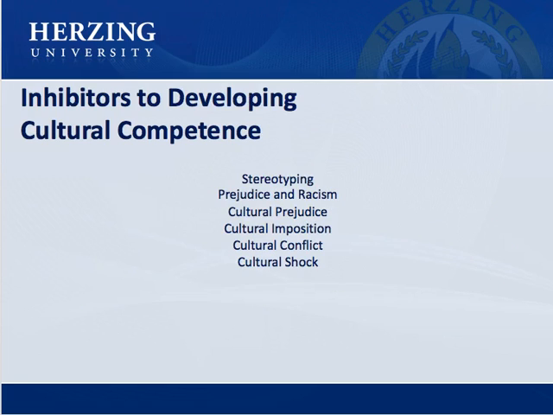There are inhibitors to developing cultural competence. Stereotyping is the basis for ascribing certain beliefs and behaviors to groups without recognizing individual differences within the groups. Stereotyping blocks the willingness of people to be open and thus to learn about specific individuals or groups. Stereotypes can either be positive or negative.